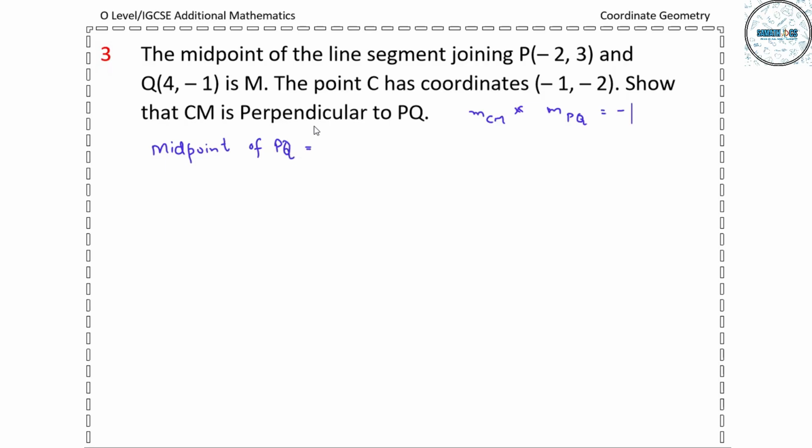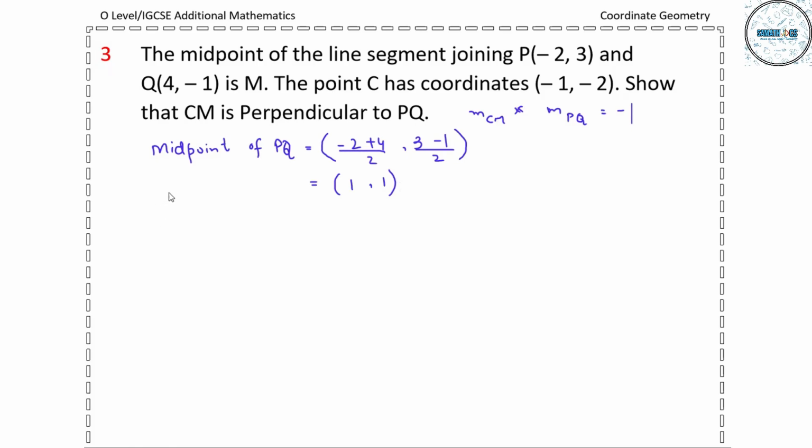So we have to use this concept here. Midpoint of PQ is equal to (minus 2 plus 4)/2, comma (3 minus 1)/2. So we have here minus 2 plus 4 is 2, 2 divided by 2 is 1, and 3 minus 1 is 2, and 2 divided by 2 is 1. So we have 1 comma 1.